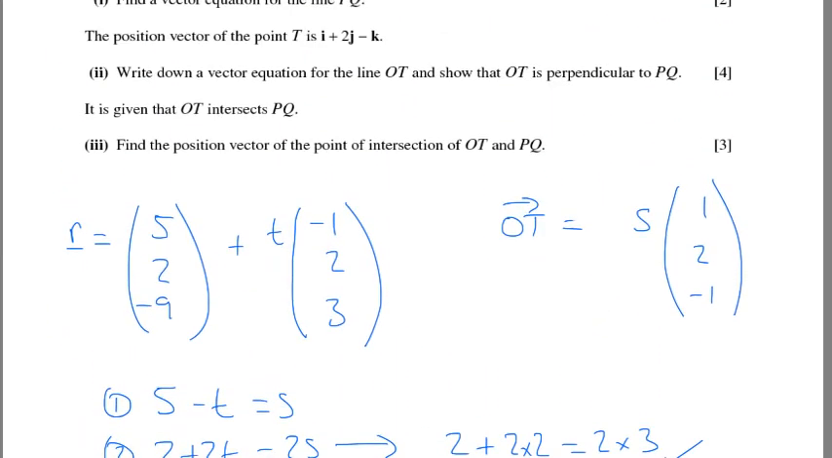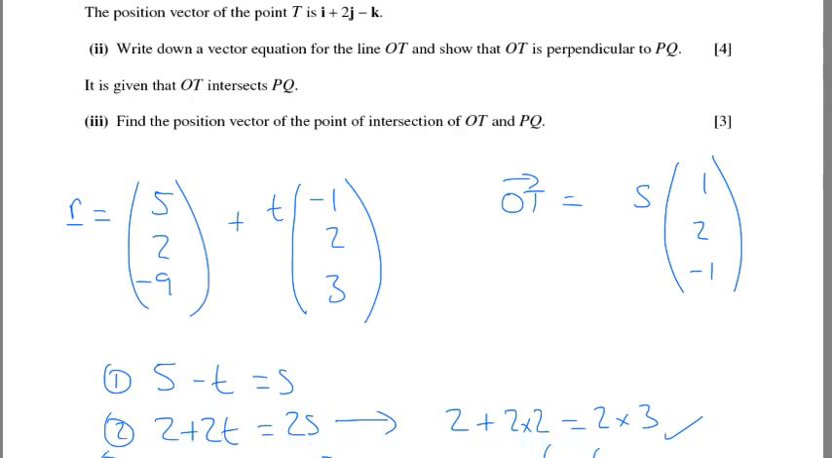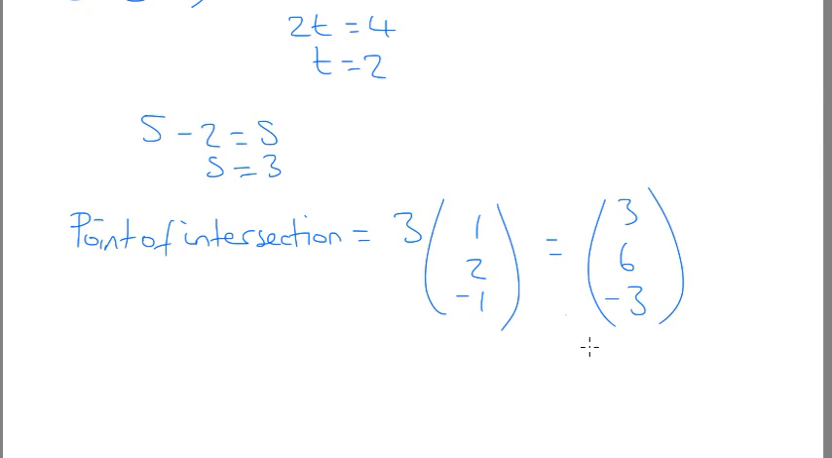Notice there I've given it as a vector. It says find the position vector of the point. So it wants it as a vector rather than a coordinate. So that is my final answer.